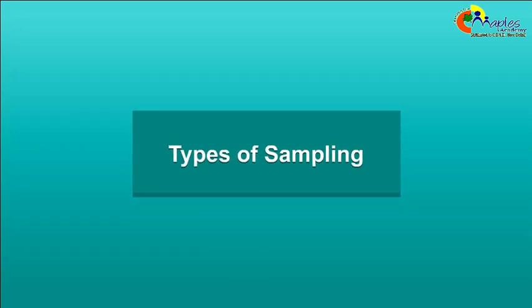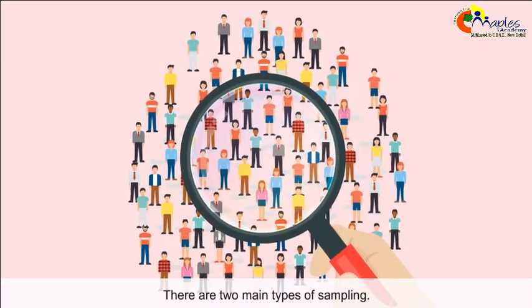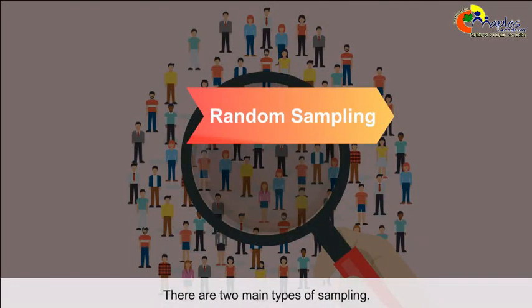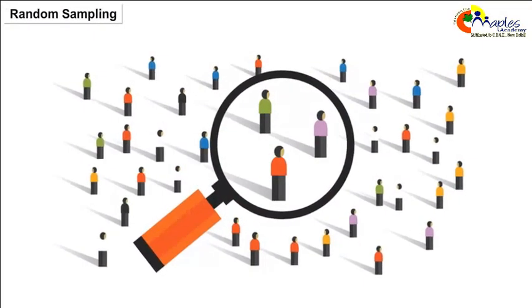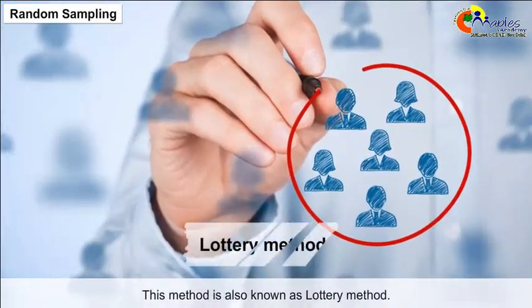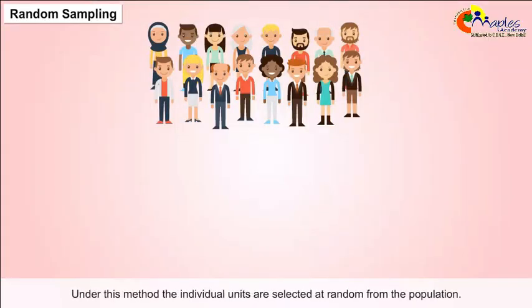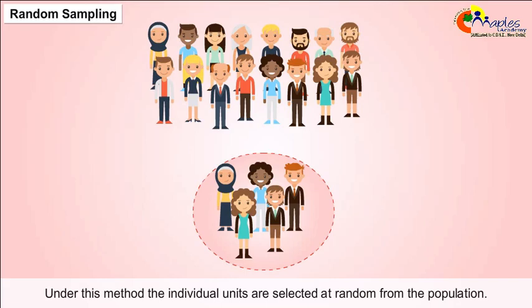Types of sampling. There are two main types of sampling: random sampling and non-random sampling. Random sampling. This method is also known as lottery method. Under this method, the individual units are selected at random from the population.